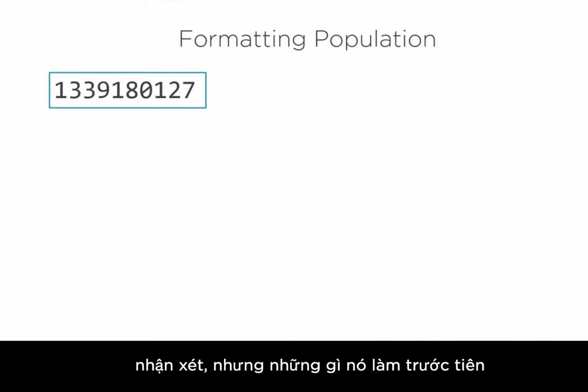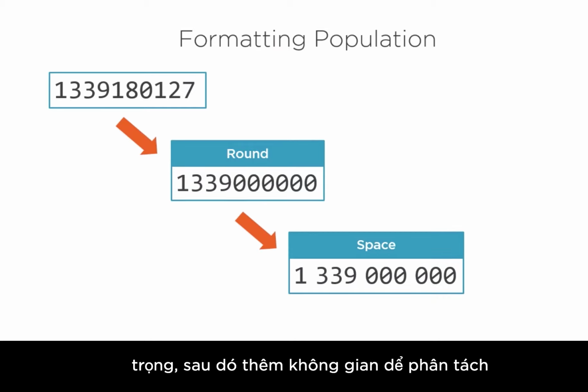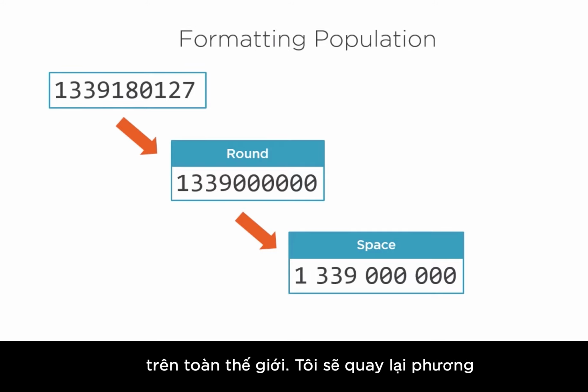But what it does is first round the population to 4 significant figures and then add spaces to separate the thousands, millions and billions. By the way, I realise that there are some countries, including the UK where I live, where people tend to use commas, not spaces, but I've gone for spaces because people all over the world watch Pluralsight courses, and spaces are more widely recognised internationally.